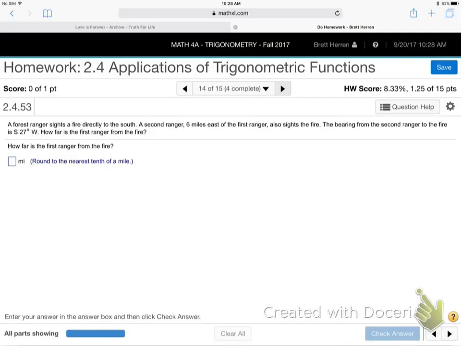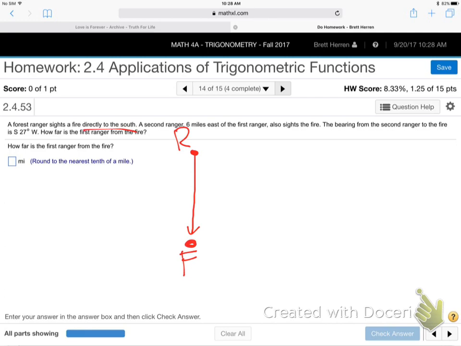Let's see. So a forest ranger sights a fire directly to the south. Second ranger, 6 miles east of the first. Okay, let's start drawing this out. So we have a ranger, and he sights a fire directly. So here's the ranger, here's the fire. Directly south of him, it says. So that's directly south.